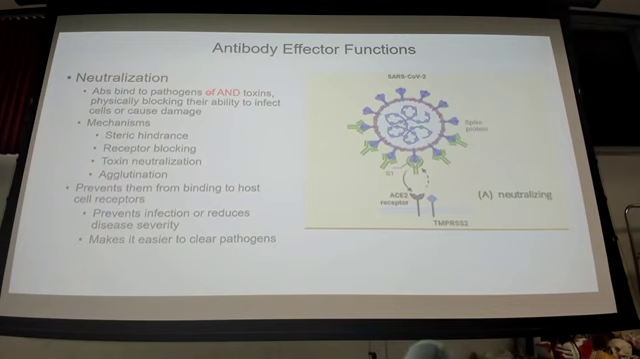You'll hear this in your careers as neutralization. You're talking about neutralizing antibodies, antibodies that can bind pathogens and toxins, physically blocking their ability to infect cells or cause damage. Pretty intuitive stuff. These are some subcategories on the mechanisms by which neutralization can occur. Most of these are pretty intuitive, but this first one, for example, is maybe a little bit less intuitive. Steric hindrance. What does that mean?